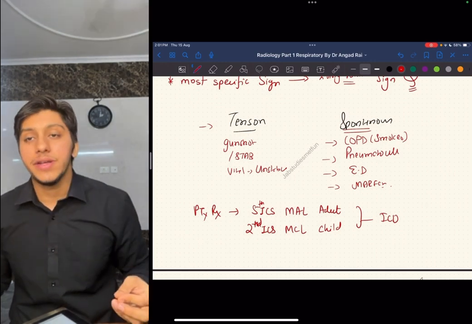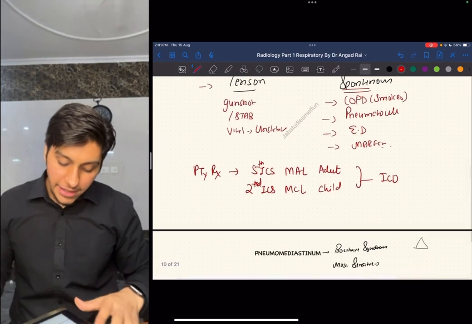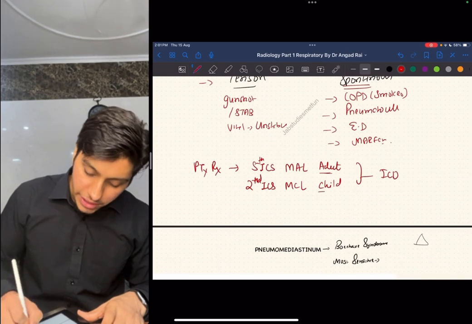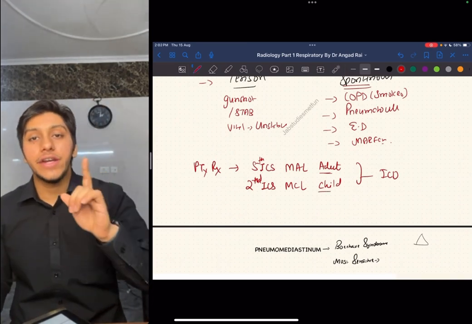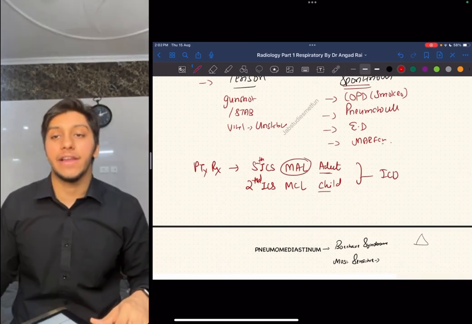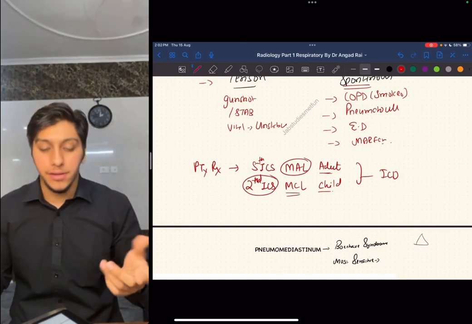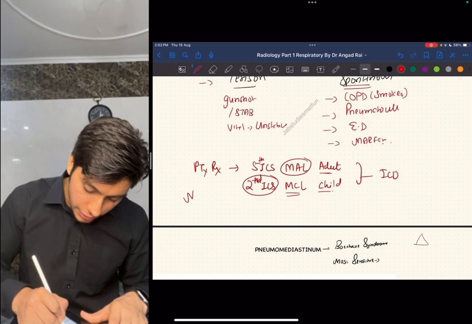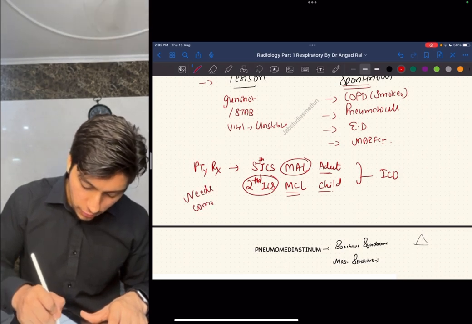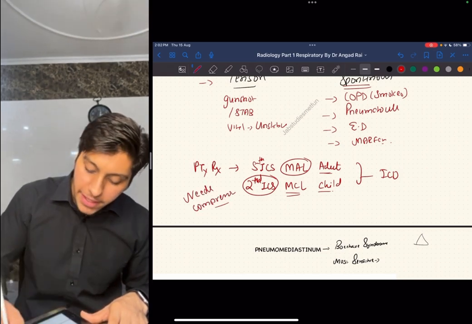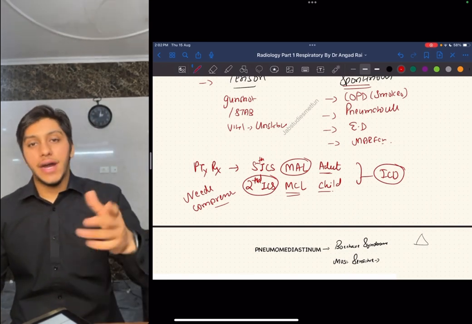What would be the management, guys? The first thing you have to do is, if it is an adult or a child, in an adult it is going to be the 5th intercostal space mid-axillary line, or the 2nd intercostal space mid-clavicular line in a child. What you're going to do is needle decompression. But mainly at the end, what you have to do is ICD drainage.